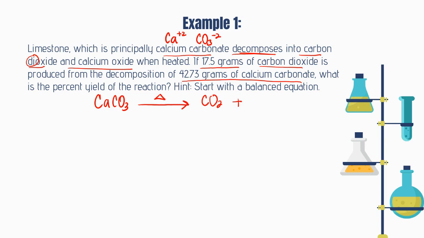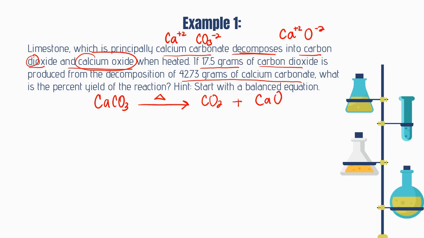Plus, we also have calcium oxide. Sorry, not calcium carbonate, calcium oxide right there. So calcium's +2, oxide is -2 if I look at oxygen on the periodic table, and that makes CaO.